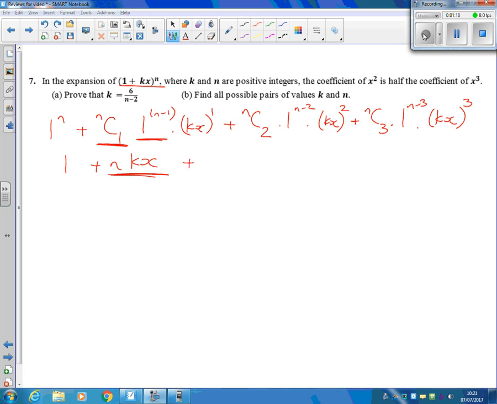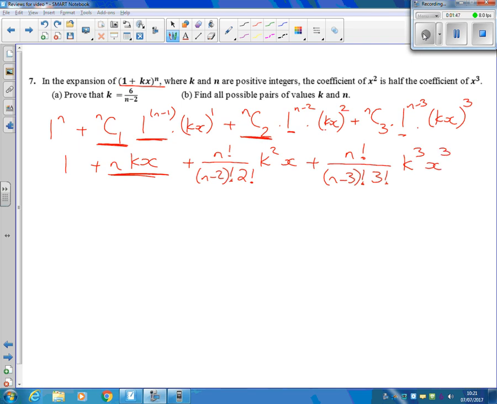We need to go back to our original definition of what the combinations thing was, and the factorial definition of that was that it was n factorial over n take away 2 factorial, 2 factorial. This is just 1. Then I've got k squared x squared. And with this one here, a similar idea. I've got n factorial over n minus 3 factorial, 3 factorial, 1 here, and k cubed, x cubed.